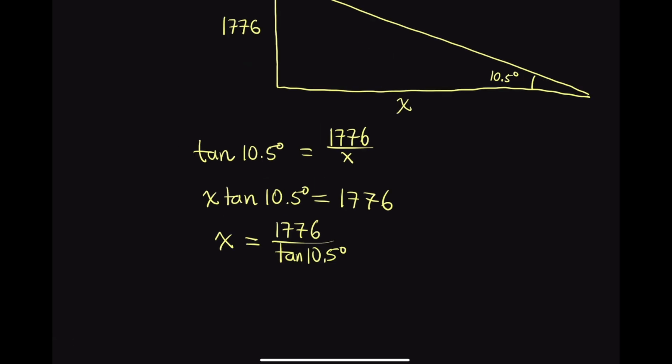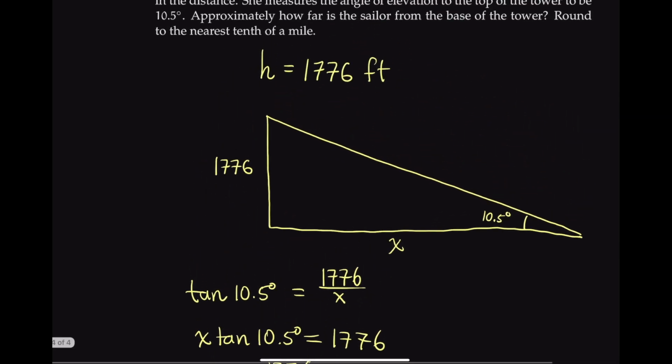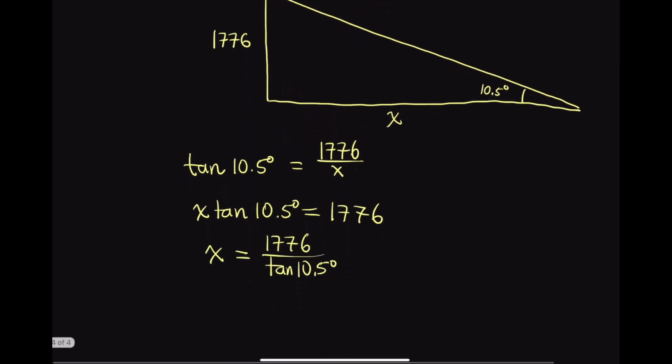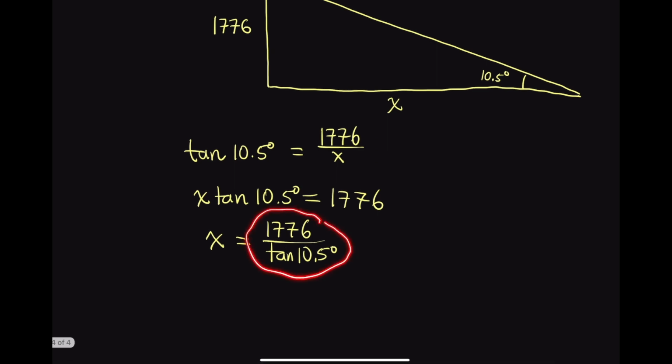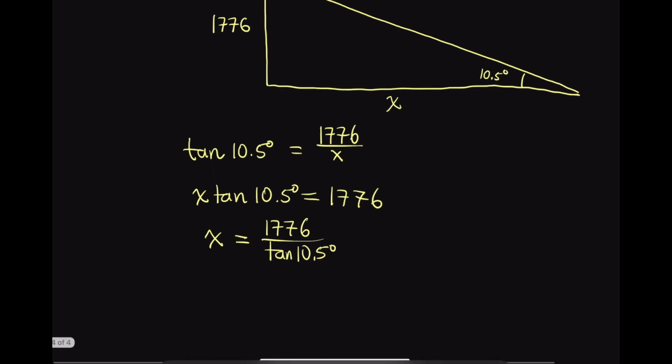So currently this answer, when we compute it, is going to be in feet, right? Our original units here are in feet. But when we look at the original question, it says round to the nearest tenth of a mile, which means we need to convert this answer to be in terms of miles instead of feet. So right now, our units are feet, and we're going to multiply by a fraction where we convert from feet to miles. And that conversion is that 5,280 feet are in 1 mile.